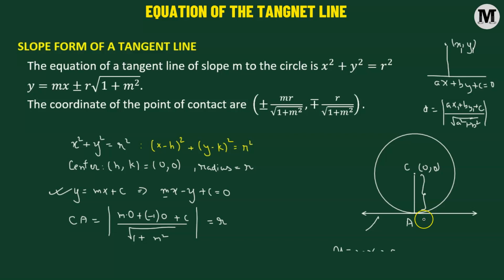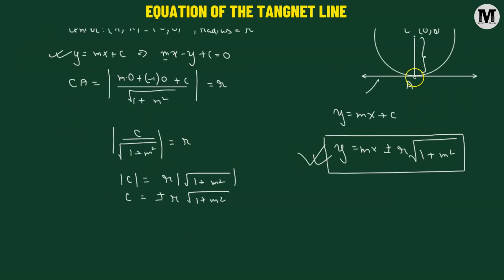Now the next goal will be to find out the coordinates of the point A. Now to find out the coordinates of point A, all we have to do is take the equation of the circle, which is x squared plus y squared equals r squared, and take the equation of the tangent line, which is y equals mx plus or minus r times square root of 1 plus m squared. We solve these two equations simultaneously. We solve these two equations to obtain the values of x and y. That's a very simple task. All you have to do is replace the value of y with mx plus or minus r times square root of 1 plus m squared.